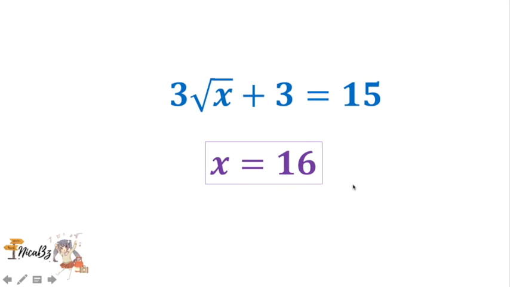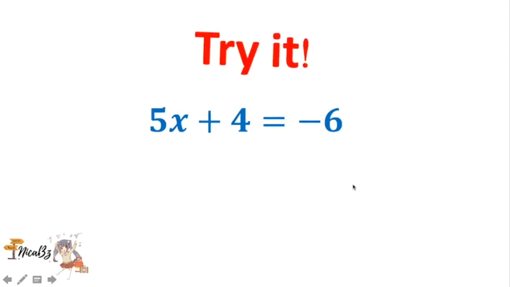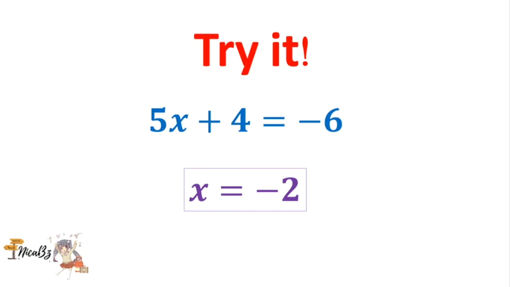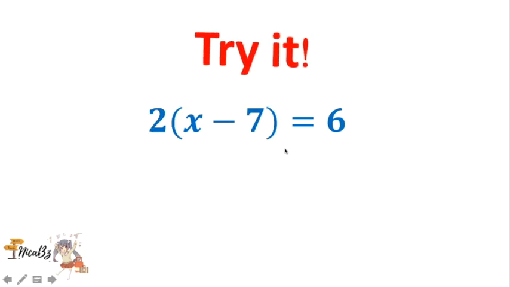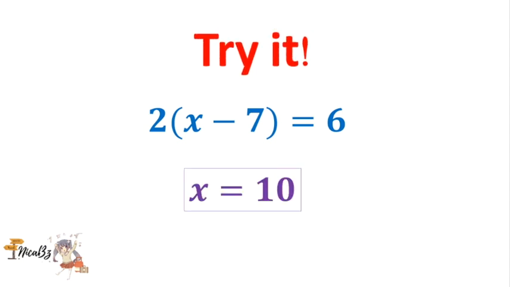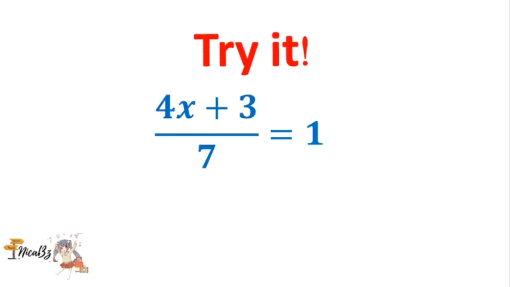I'll give you 3 seconds to do it. 5x plus 4 is equal to negative 6. Right, the answer is negative 2. Let's have the next one. 2 times x minus 7 is equal to 6. Right, the answer is 10. You're doing great. Let's have the third example.